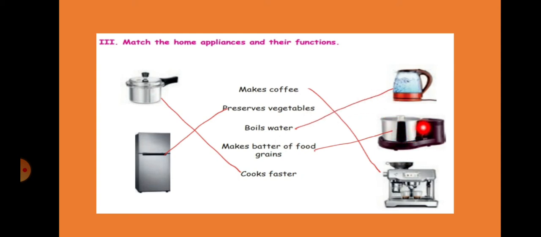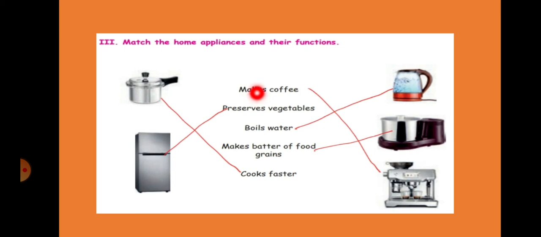Next, grinder. What will grinder do? It makes batter of food grains. Batter means maavu. Okay, so it makes batter of food grains. Next, this is coffee machine. Okay, coffee maker. So it makes coffee.